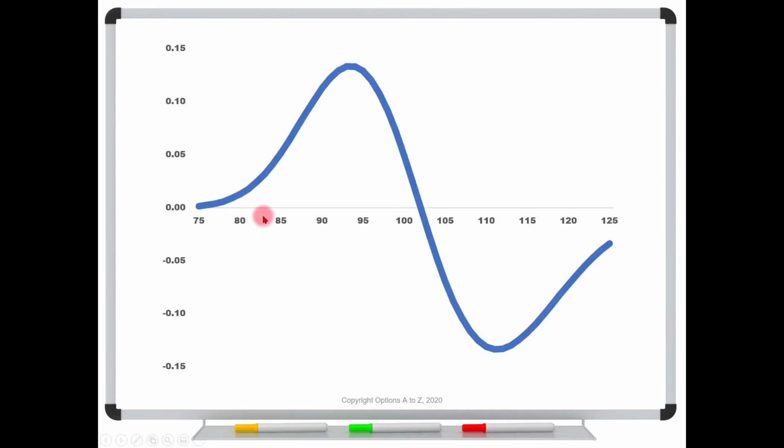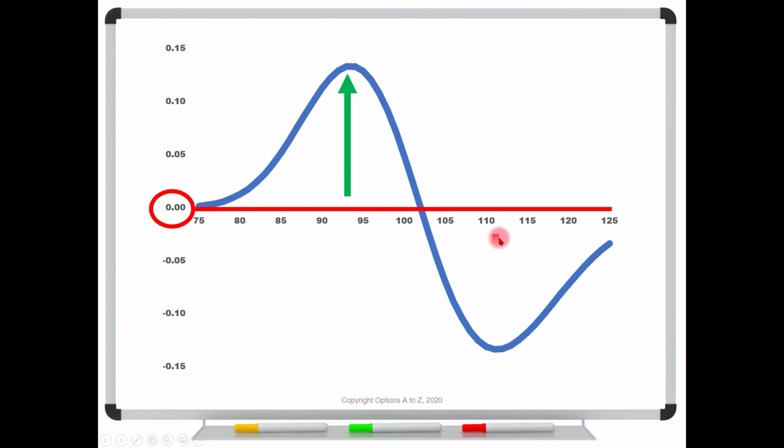So we can look at a gamma graph, and some platforms like Thinkorswim will show these to you. So notice that our zero line is right here, this horizontal line. So this is our vertical spread right here. So if the stock is around 100, you've got positive gamma. But if it gets up above 105, you flip, you've got negative gamma.